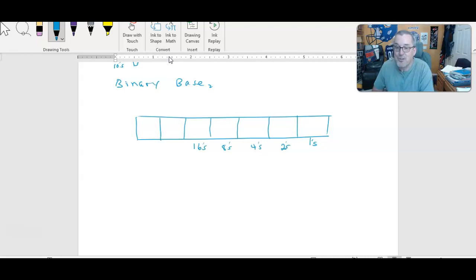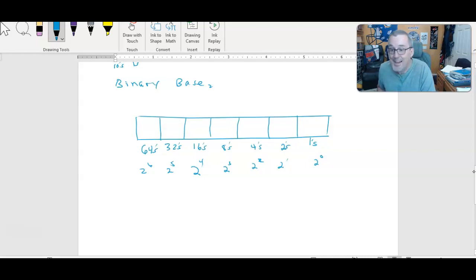And as soon as I got to 2 bundles of 16, I have to start keeping track of the 32's place. And as soon as I got to 2 bundles of 32, I have to start keeping track of the 64's place. That is, in terms of exponents, this is 2 to the 0 power, 2 to the first power, 2 to the second power is 4, 2 to the third power, 2 times 2 is 4 times 2 is 8, 2 to the fourth power, 2 to the fifth power, and 2 to the sixth power.